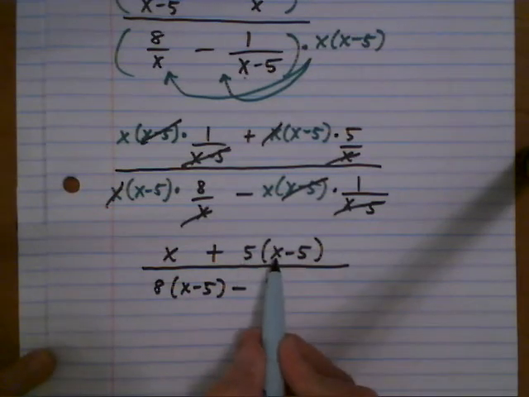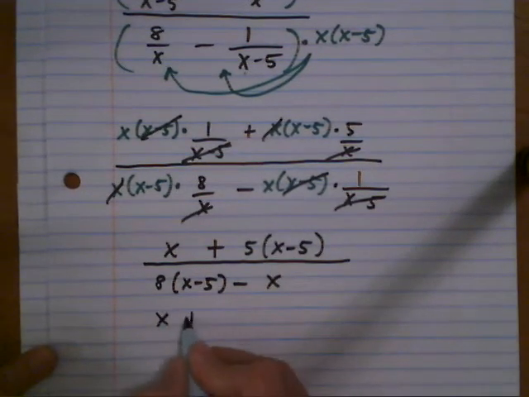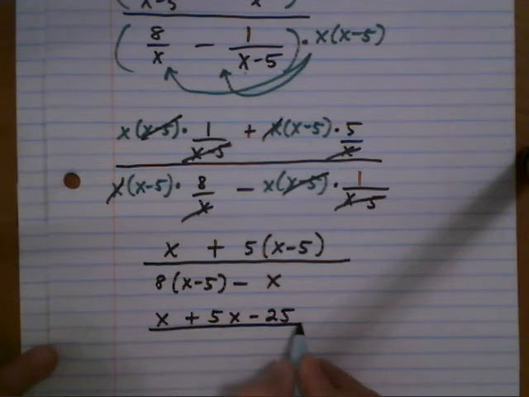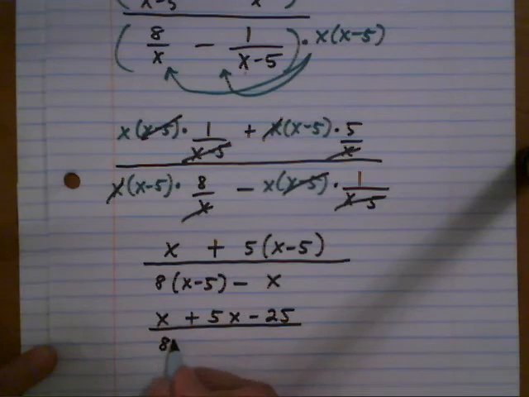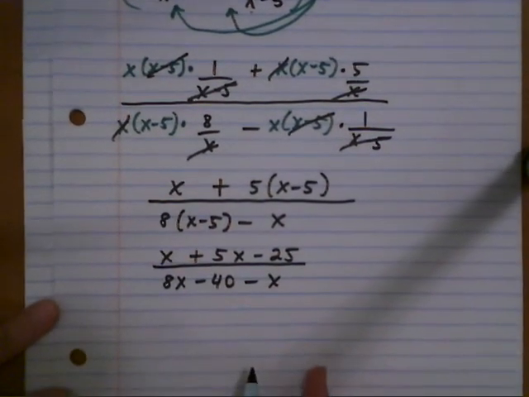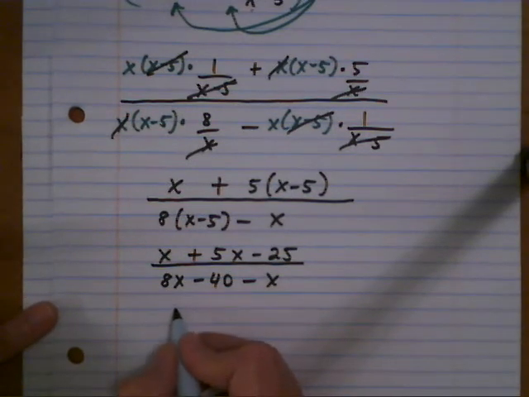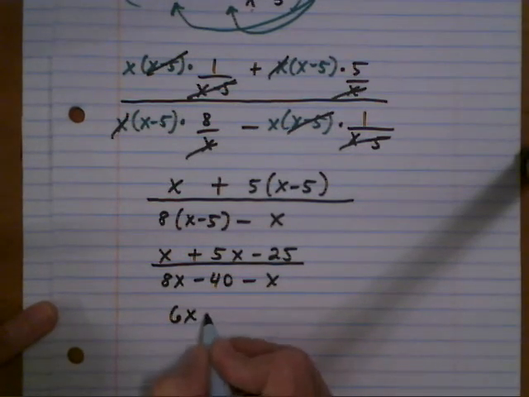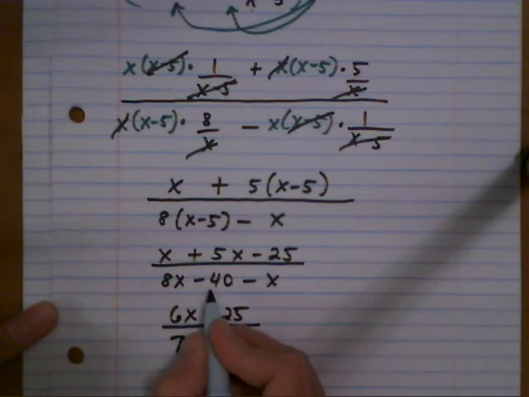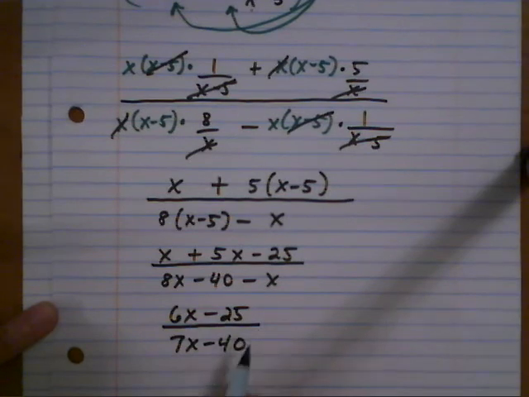Let's clear parentheses on the top. X plus 5x minus 25. And same on the bottom. 8x minus 40 minus x. And combine like terms, we get on the top 6x minus 25. On the bottom we have 8x minus x, 7x minus 40.